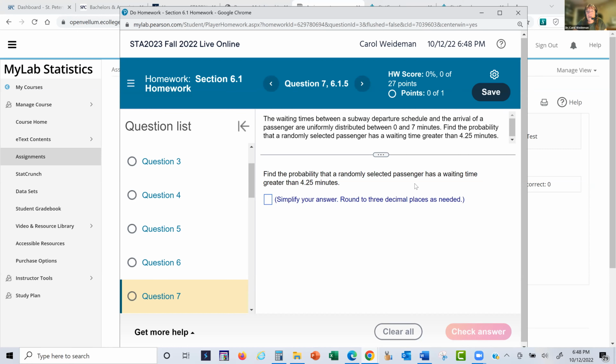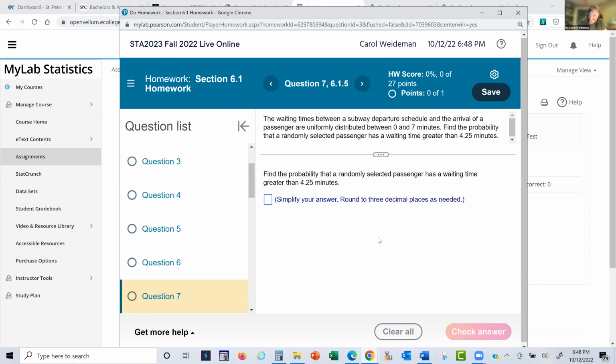Okay, so when I draw that rectangle, how high is that rectangle? It's going to be 7 inches or 7 minutes long. How high is the box going to be? Remember when we did the uniform distribution problems? What happened when we did the height of the box? It became 1/7. Right. Now find the probability that a randomly selected passenger has a waiting time greater than 4.25 minutes.